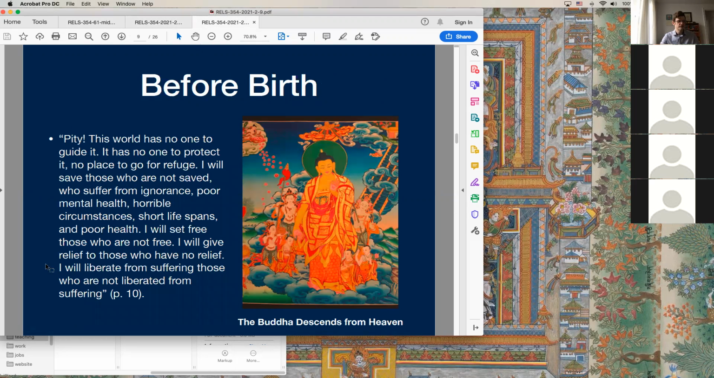He takes a vow. What does he vow? He'll liberate from suffering all those who are not liberated from suffering. He's going to help people, right? That's basically what he wants to do. So how does he make good on his vow? He comes down to the world and does what he can to try to help people.